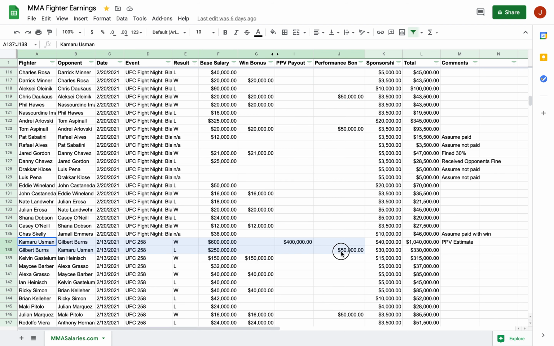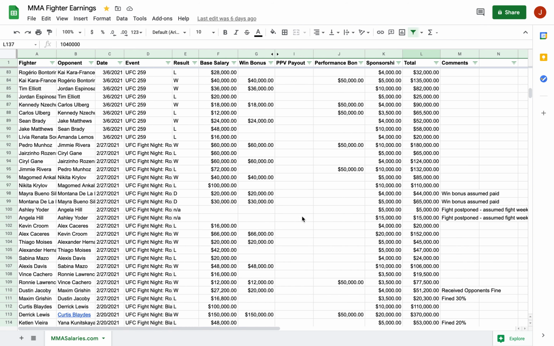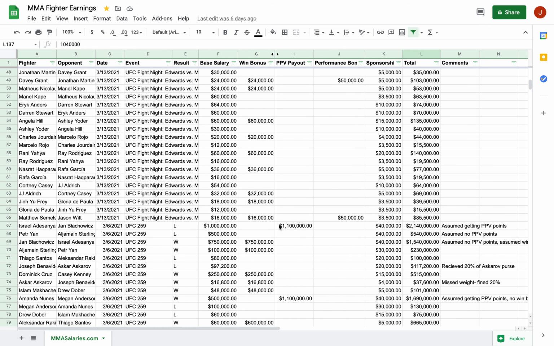But Kamaru Usman getting $600,000 base salary, he won the fight, no win bonus, but he got his pay-per-view payout. Plus sponsorships, so he earned over $1 million in his fight against Gilbert Burns in UFC 258. So pretty nice. Let's keep checking the data. We've got some more pay-per-view payouts here.